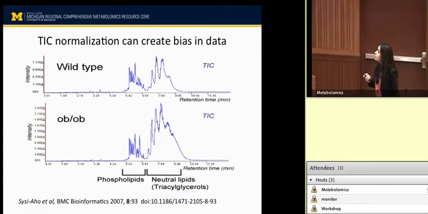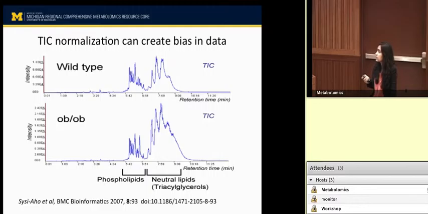We need to keep in mind the type of variations that can happen with the normalization. Very often people use TIC based normalization, and as was pointed out in this paper, it can create bias in the data. Sometimes it's just a pointer to keep in mind. When we do TIC normalization, we take into account that metabolites have the self-averaging property.